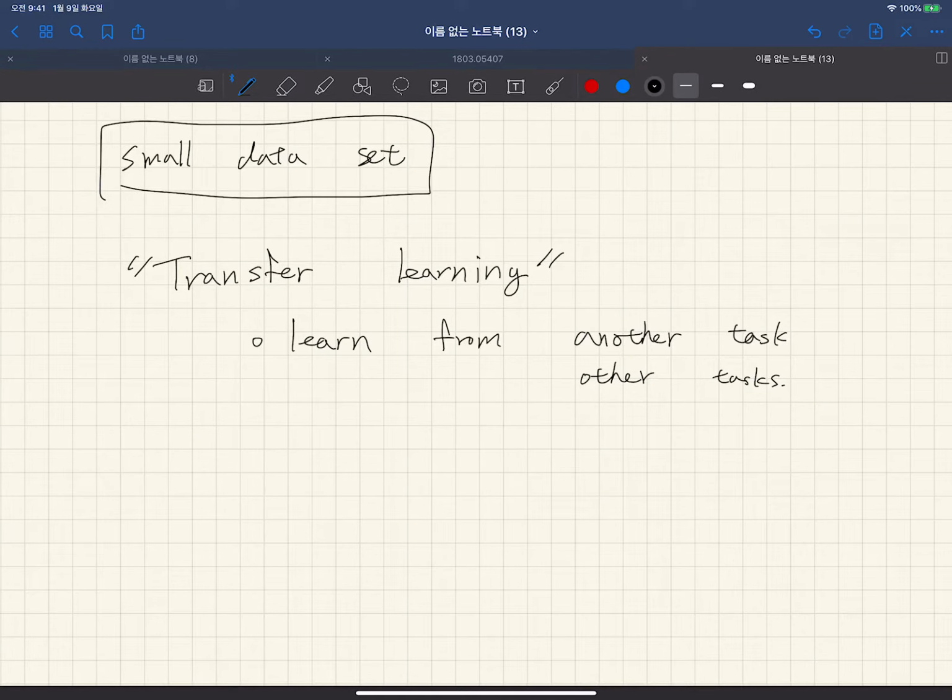When you are an expert on something, then you can very easily learn another thing. For instance, if you are really good at math, you can very easily understand some very theoretical computer science paper. One task can transfer to another task. So this is the concept of transfer learning.